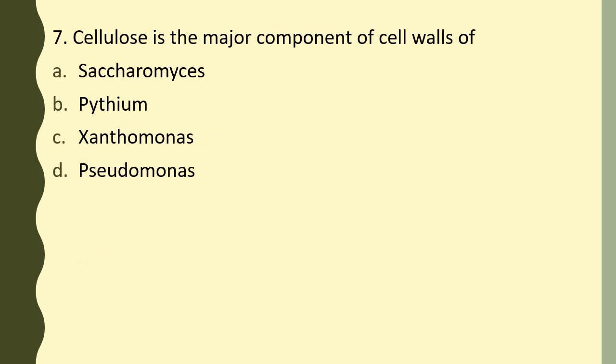Question number 7. Cellulose is the major component of cell walls of Saccharomyces, Pythium, Xanthomonas, Pseudomonas. Major component of cell wall is cellulose in which of the following organisms? Correct answer is option B, Pythium.